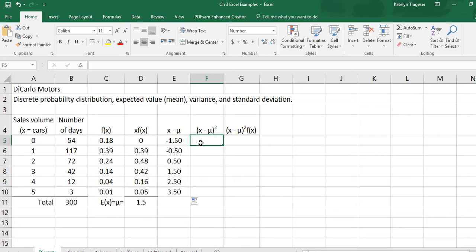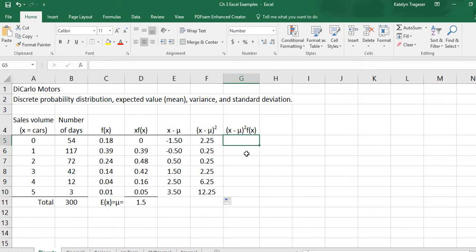Now our next column is that previous column squared, right? So remember, squaring everything will take care of those negative signs. Right? Takes out the effect of them. So equals this squared. And again, just copy the formula on down.